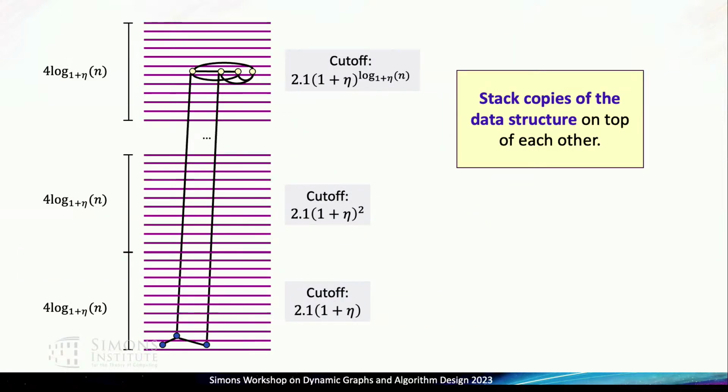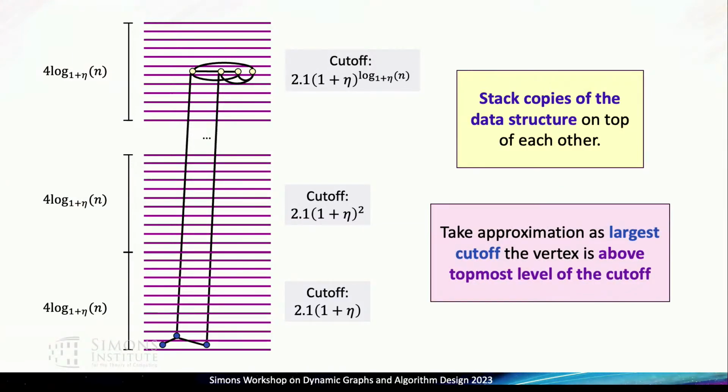Now, what you can do then is that you can stack copies of the structure on top of each other. And for each of these copies, you have cutoffs which increase by a factor of 1 plus eta. So you want O of log n copies of these structures, where the bottommost structure has cutoff 2.1 times 1 plus eta, and the topmost structure has 2.1 times 1 plus eta to the log n cutoff.